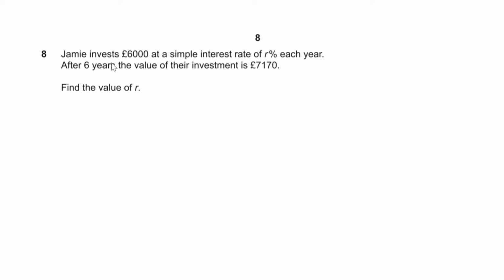Question number 8. Jamie invests £6,000 at a simple interest rate of R% each year. After 6 years, the value of their investment is £7,170. We have to find the value of R. So, the total amount of interest is equal to £7,170 subtract £6,000.